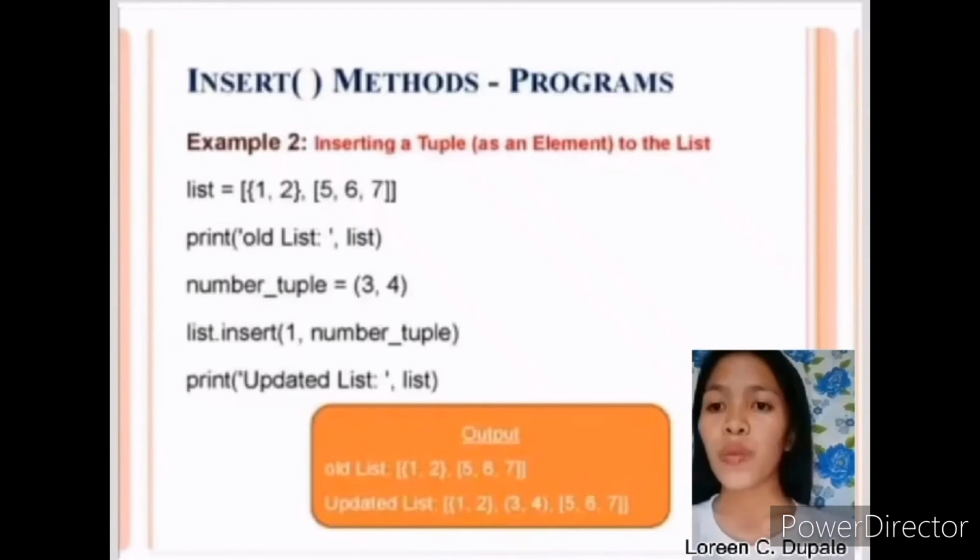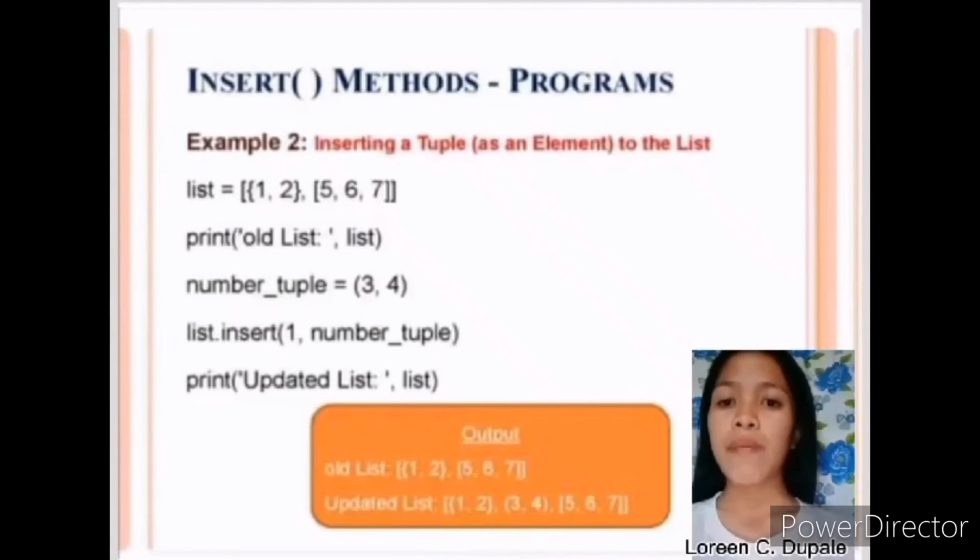list = [1, 2, 5, 6, 7]. Print old list. number_tuple = (3, 4). list.insert(1, number_tuple). Print updated list. And the output is: the old list is [1, 2, 5, 6, 7]. The updated list is [1, (3, 4), 2, 5, 6, 7].